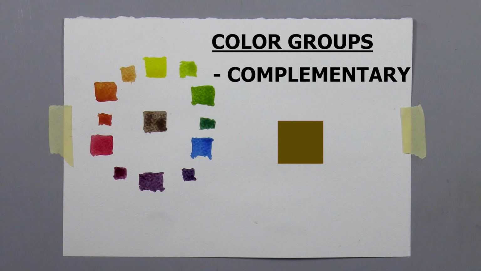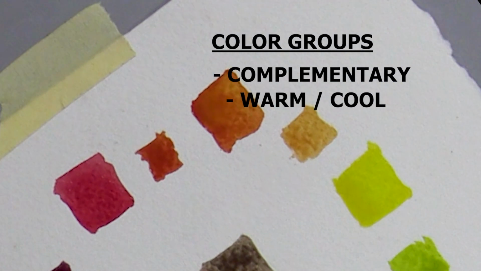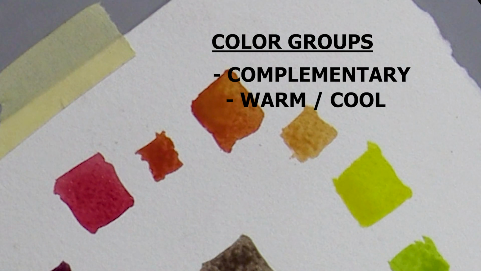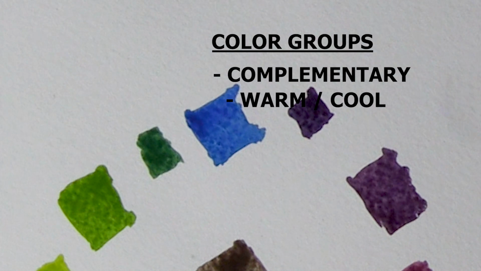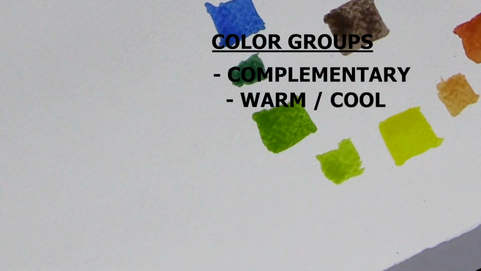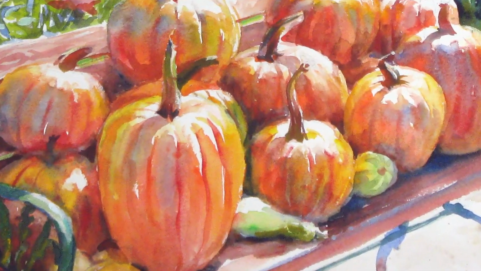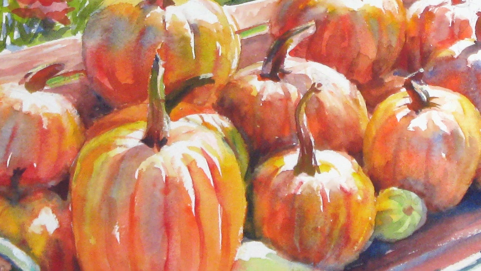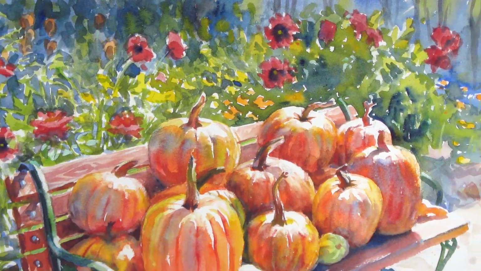Other groups of color that are important to think about in painting are warm and cool colors. Yellow, yellow-orange, orange, red-orange, and red are usually thought of as warm colors. Green, blue-violet, and violet are usually referred to as cool colors. Artists use warm and cool colors to create a sense of distance. For instance, warm colors tend to look like they're closer to you. Cool colors tend to recede in space or look like they're further away.